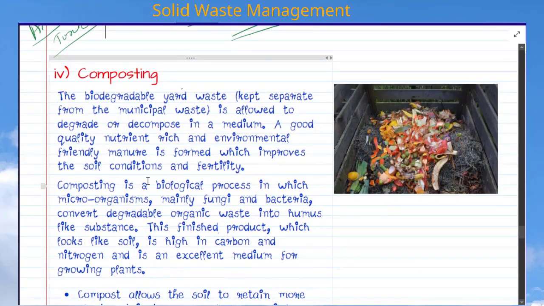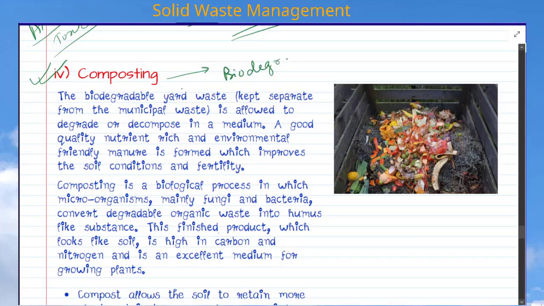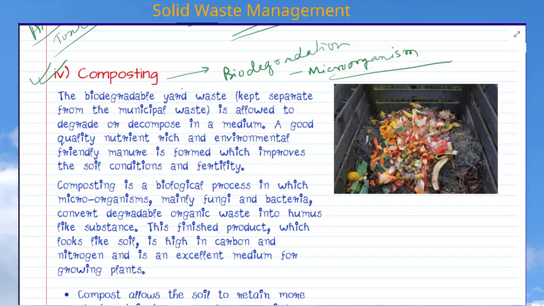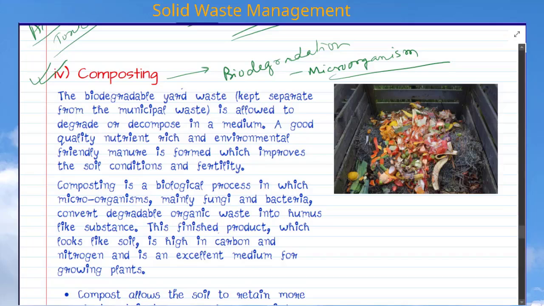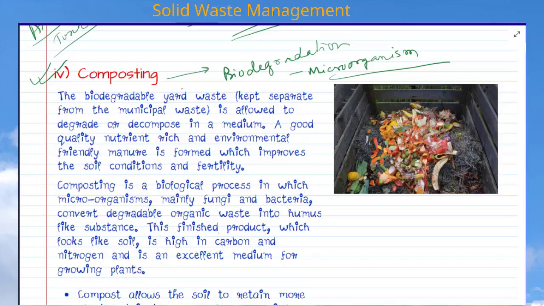Another very important method of solid waste disposal is composting. Composting is basically a biodegradation, and this is done by microorganisms. These microorganisms help degrade the material. This is only applicable to biodegradable materials, that means kitchen waste and so on. The biodegradable waste is separated from the municipal waste, and it is allowed to degrade or decompose in a particular medium.